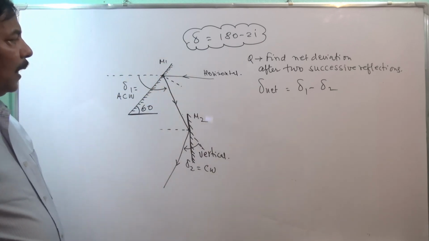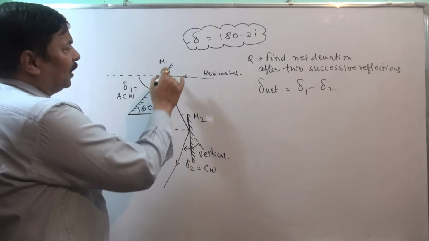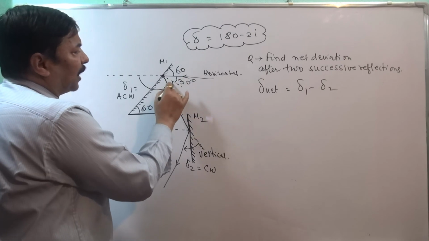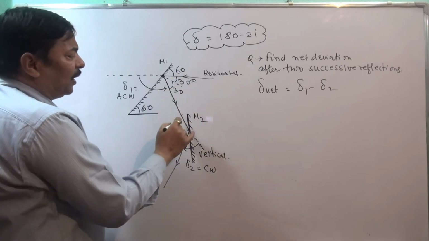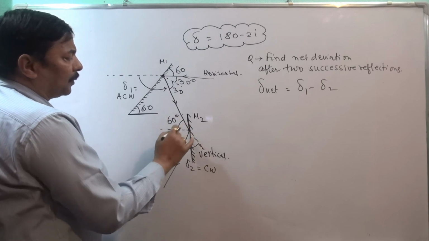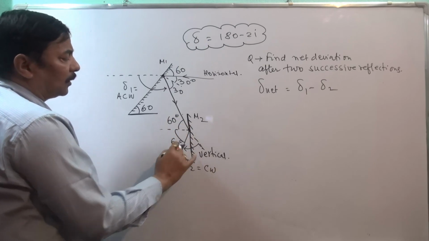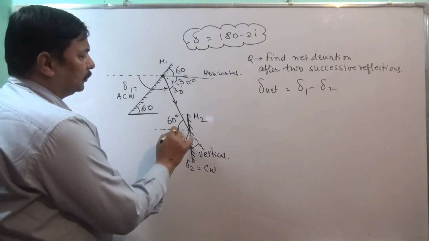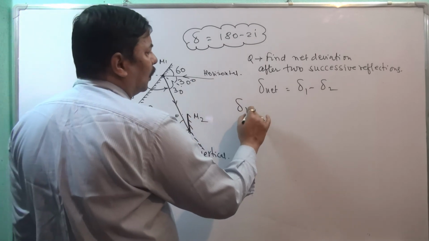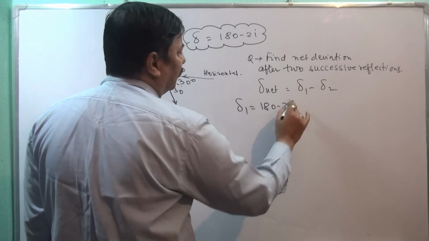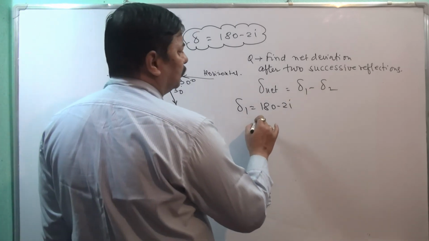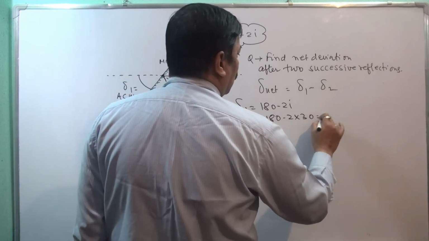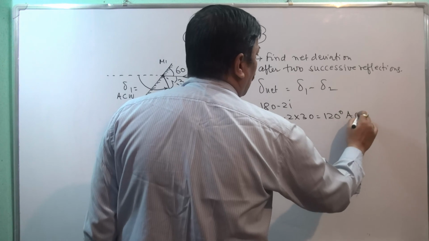Now this angle is 60, so this angle is also 60. So this angle is 30. This angle is also 30. This is 60, so this is also 60, alternate angle. So this is also 60, alternate angle. Now what I would like to tell you, delta 1 is 180 minus 2i. This gives you 180 minus 2 into 30, 120 degree anti-clockwise.